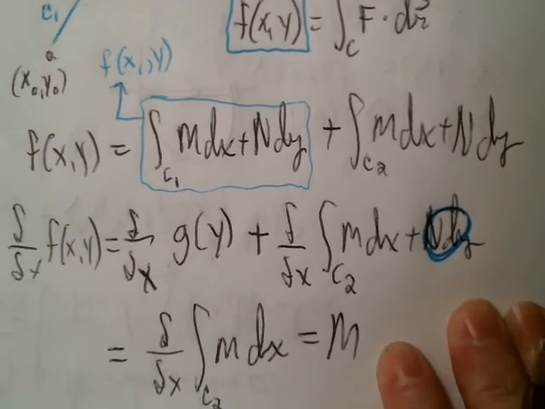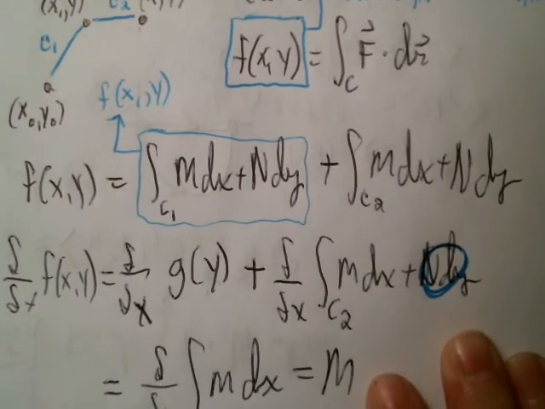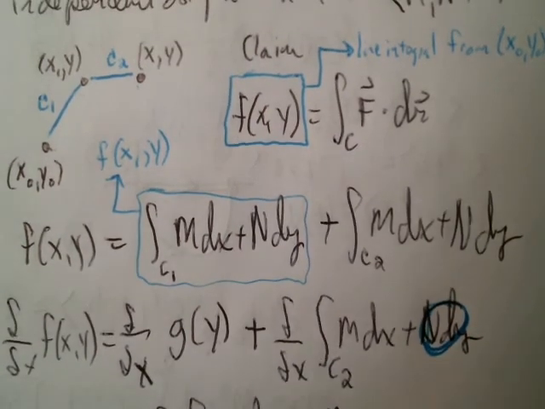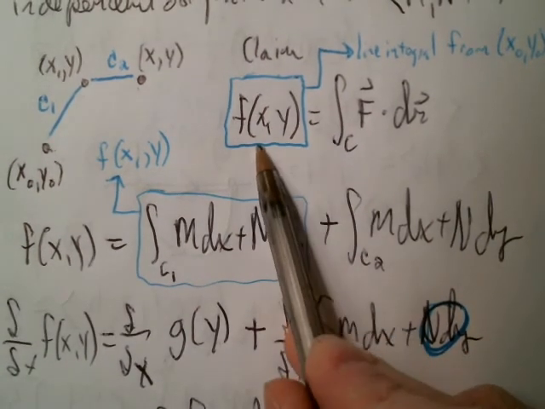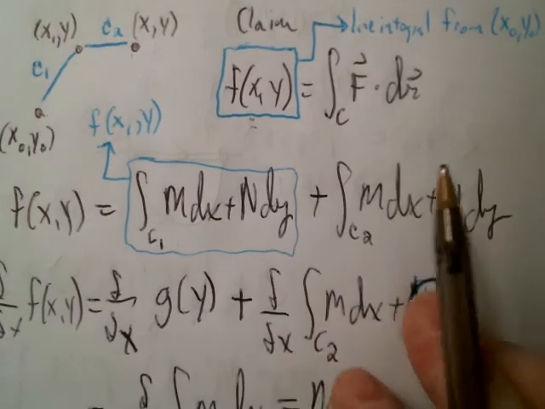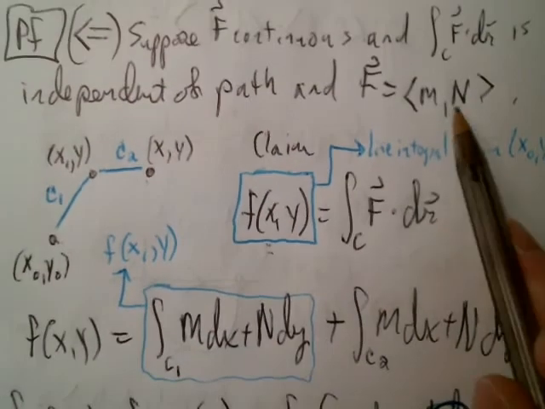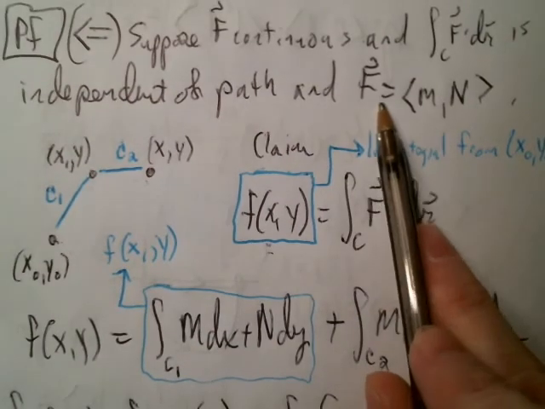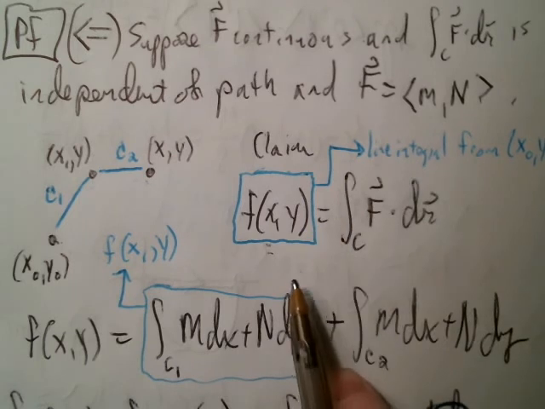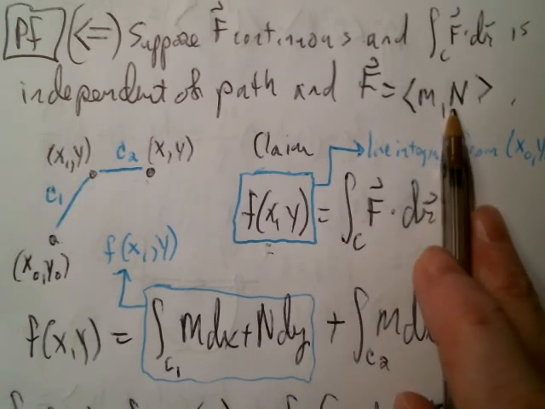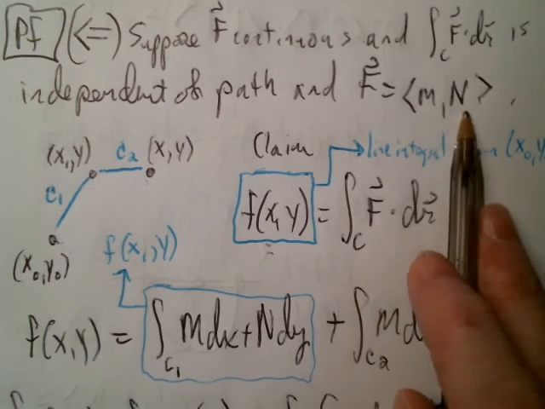So that's half of it, right? Because the ultimate big picture here is to show that the partial derivative of this with respect to x is m, where m is the first component of our vector field, and then the partial derivative with respect to y is this n part, where the n is from the other component of the vector field.